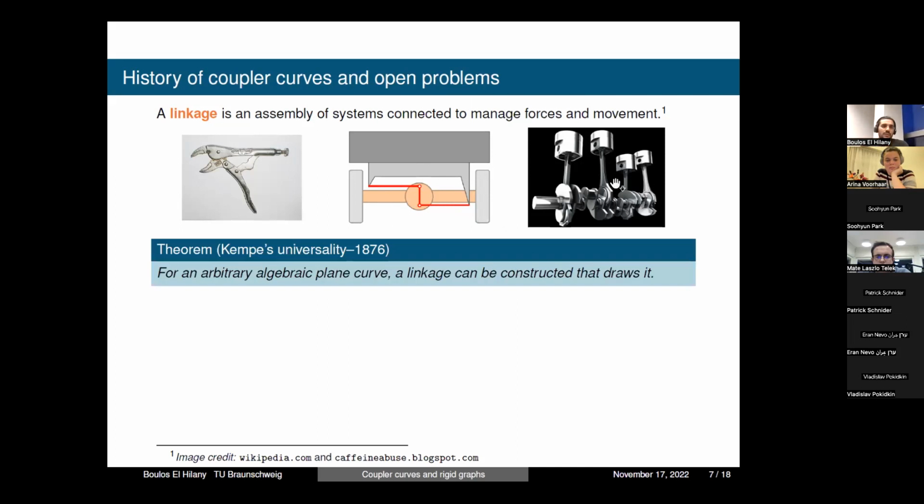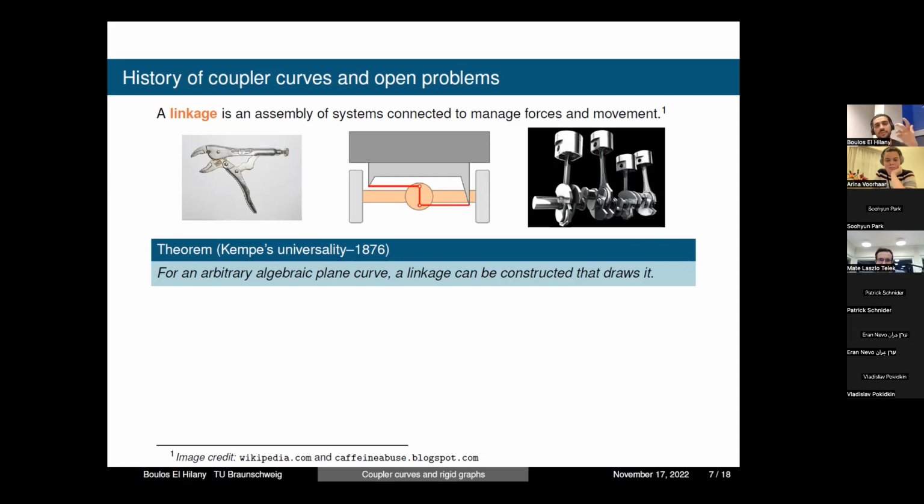Kempe was the first to prove a universality theorem and showed that if I take any planar algebraic curve, then one can construct a linkage that actually traces that curve. And this is not necessarily coming from coupler curves, but it can have different origins.